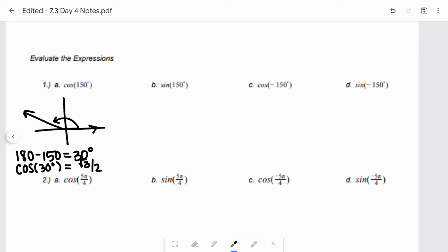Okay, now I'm in the second quadrant, and I know that my coordinates are always going to be negative and then positive, and it's cosine then sine. So cosine is negative. So cosine of 150 degrees is equal to negative root 3 over 2.